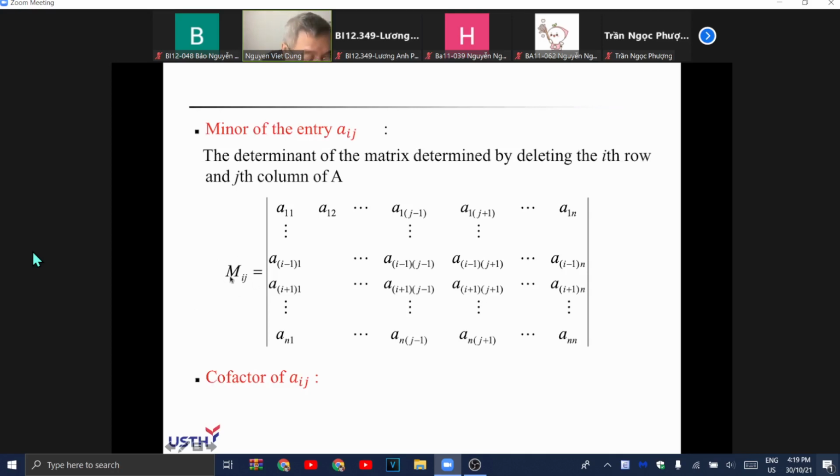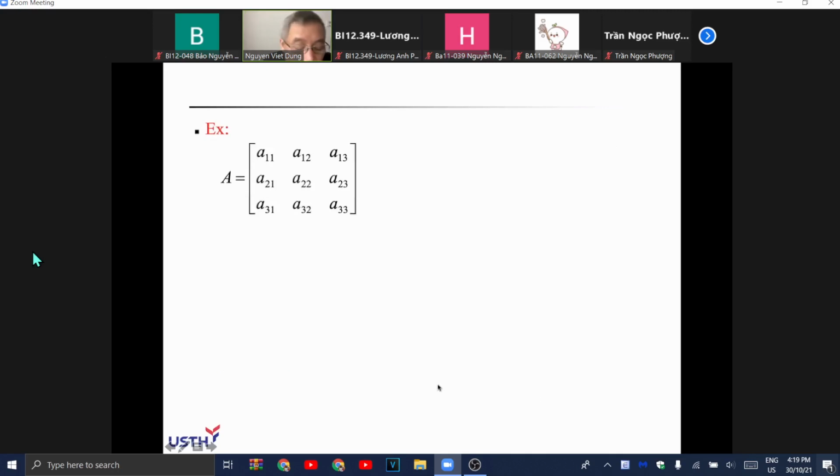But more than the minor Mij, we define the cofactor of Aij. The cofactor is very easy. We just take the minor Mij and multiply by -1 to the power i plus j. And here is the example. If we have A like that, then M21 is that.